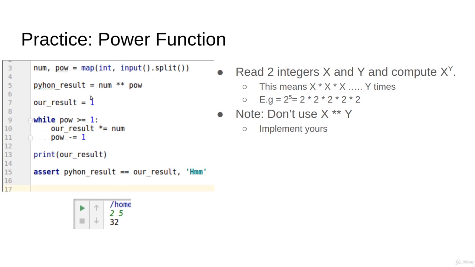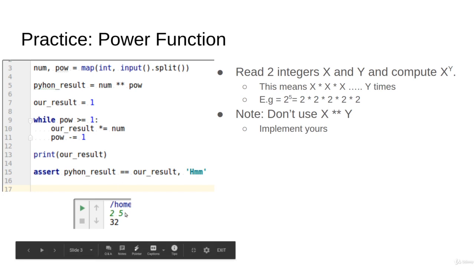Here is the program. We are reading a couple of integers, the number and the power, and then this is the Python result, as I said, but we don't care about it for now. Here we are initializing our result with 1. What we would like to do is keep multiplying the number, 2, power times. So I'm going here to say while power is greater than or equal to 1, minus 1 from the power, power greater than or equal to 1, and so on.